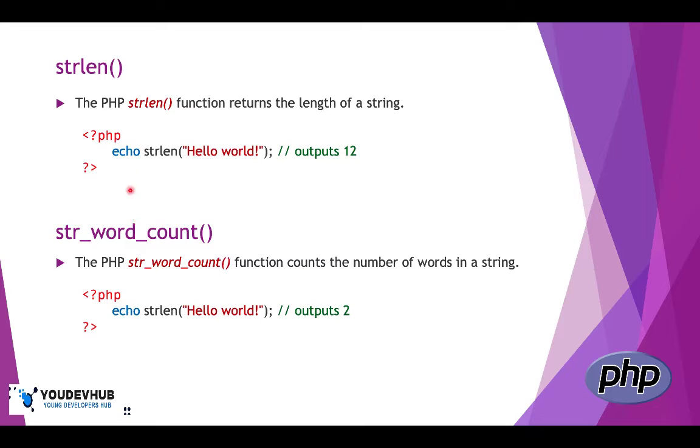Now, the first thing we're going to be checking is the string length. The PHP string length function returns the length of a string. That is, if we have a string, a word like hello world, and we use the string length function on it, we have the output of 12. We also talk about the word count. In PHP, the word count function counts the number of words in a string. Let's go ahead and show you what they look like.